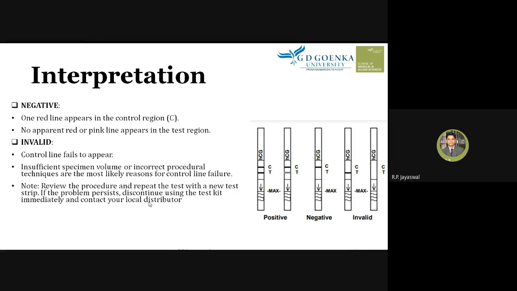Contact your local distributor, because the test strip is supplied by the distributor. You need to contact them and say that the kit is not showing a control line, so it's not a correct kit. Then the local distributor will replace the test strip with a good one.